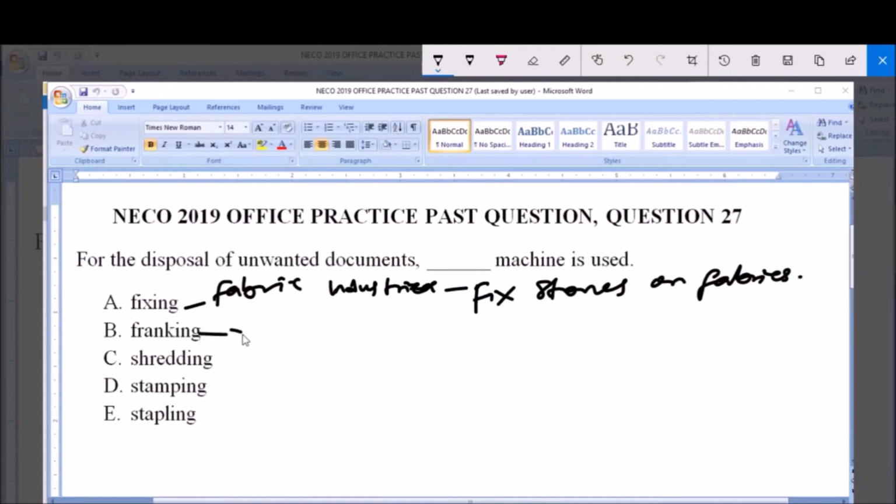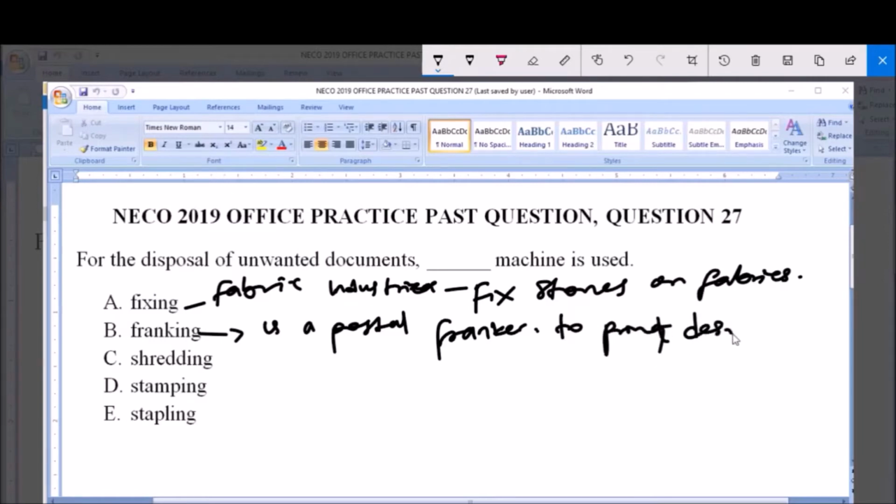Then B says franking machine. Now a franking machine is a postal franker. We call it a postal franker. This is because it is used to print on an envelope the design of a postage stamp.